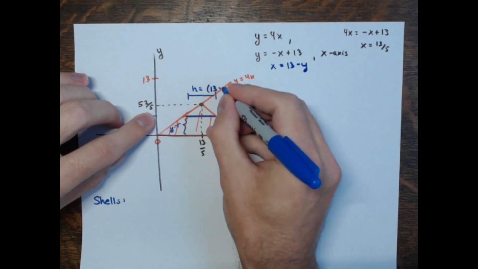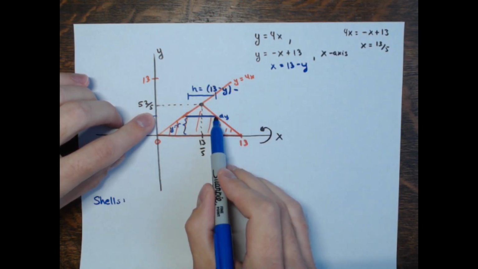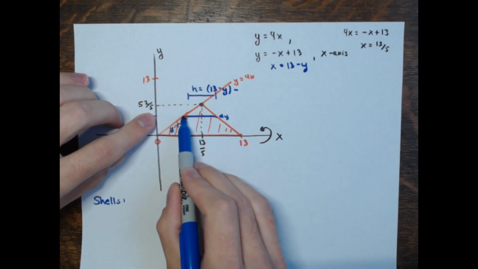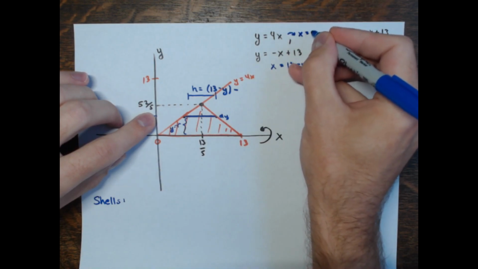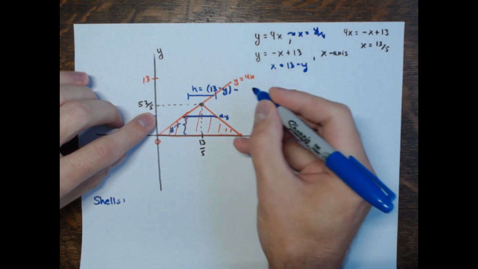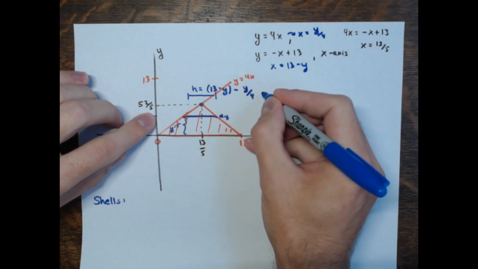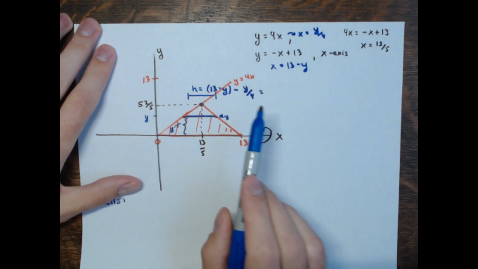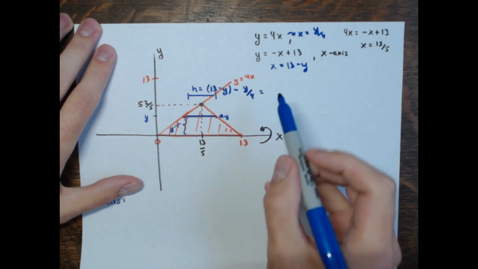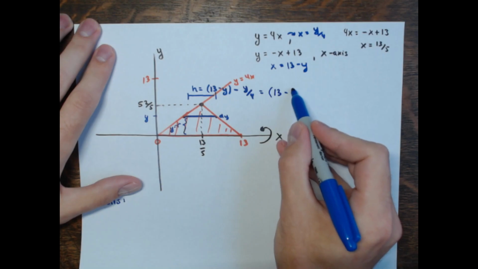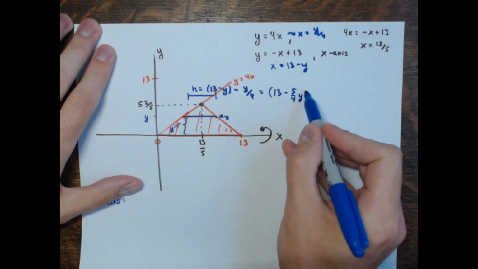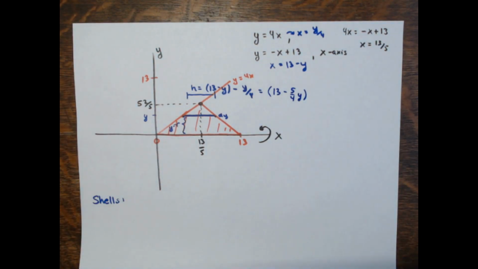So it'd be 13 minus y, and then minus the x coordinate on the left curve. That left curve is y equals 4x, which has x equals y over 4. So minus y over 4. When I put those together, 13 minus y minus y over 4 is 13 minus 5 fourths y, 1 and 1/4 y.